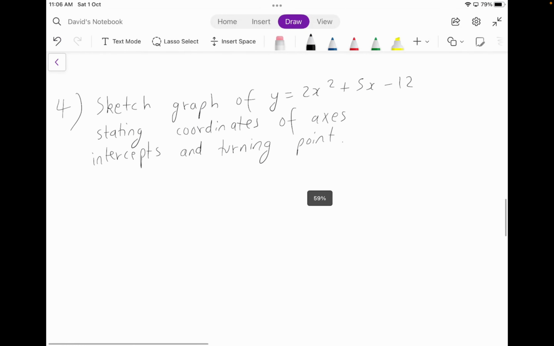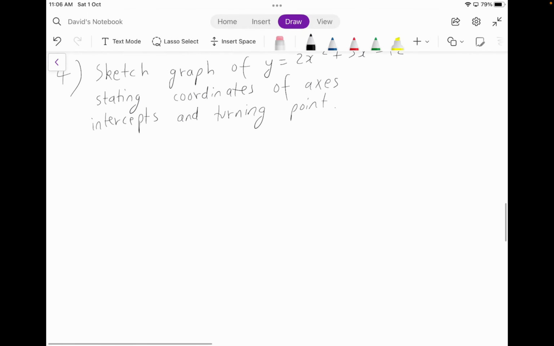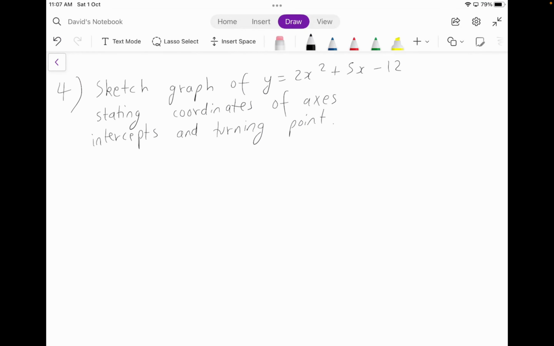Question 4 is going to be interesting for all of you because it's going to be more of sketching. So those who like to draw might enjoy this type of question. Sketch the graph of y equals 2x squared plus 5x minus 12, stating the coordinates of the x-intercepts and the turning point. The first thing I would like you to do for this type of question is to write down your equation: y equals 2x squared plus 5x minus 12.